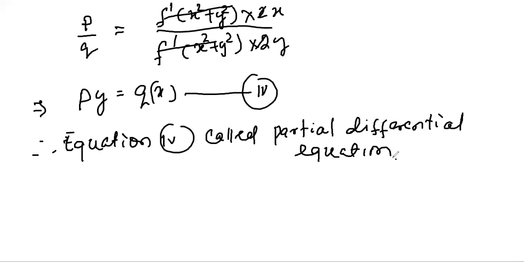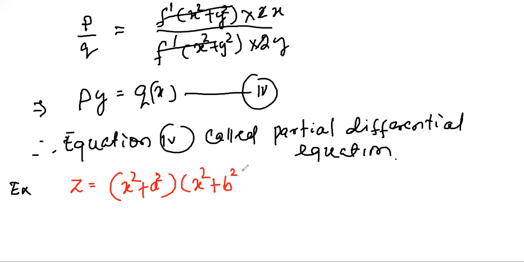That is example 2: how to form the partial differential equation by eliminating the arbitrary function. Suppose we consider another example of formation of partial differential equation: z is equal to x square plus a square into y square plus b square. Form a PDE, partial differential equation.